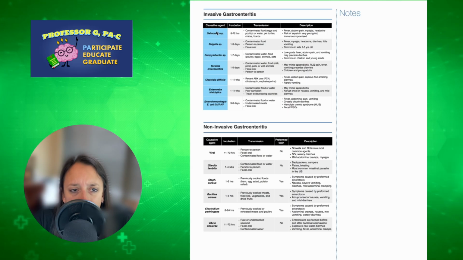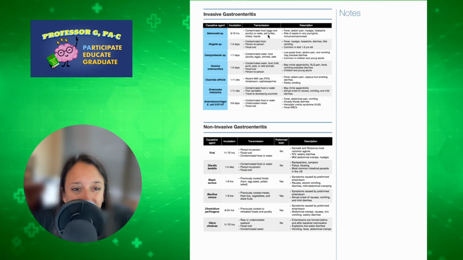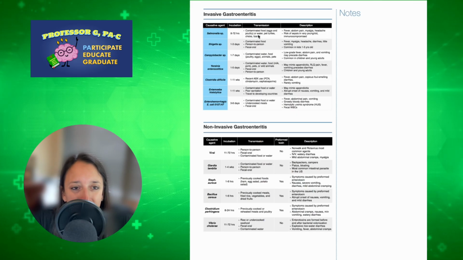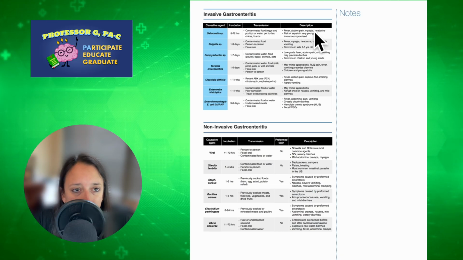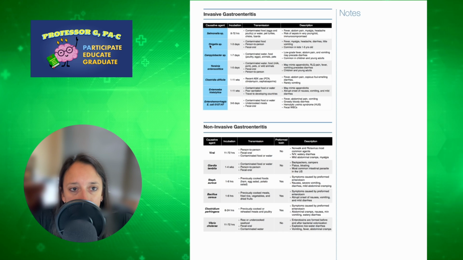And so salmonella is one of them. We often see it from contaminated food like eggs or poultry. And we see it in the ninja turtles, right? The lizards and turtles and baby chicks. Incubation's 8 to 72 hours. They'll get fever, abdominal pain, myalgia, and they have a risk of sepsis in the young, old, and immunocompromised.